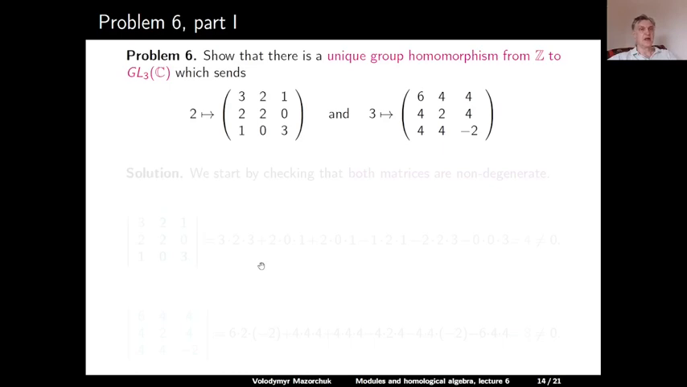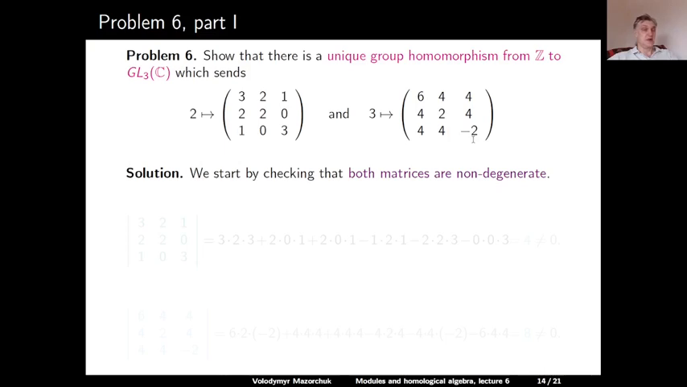Problem 6. Show that there is a unique group homomorphism from the group of integers to the group of invertible 3 times 3 matrices, which sends 2 to the matrix (3, 1, 2; 0, 1, 0; 3...), which sends 3 to the matrix (6, 4, 4; 4, 2, 4; 4, 4, -2). Solution.